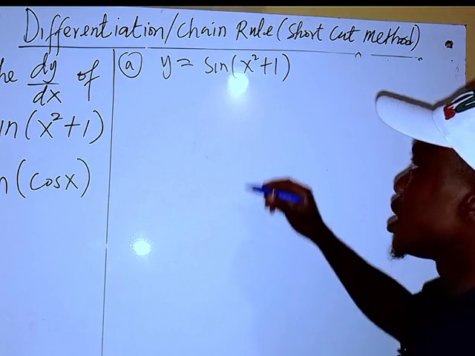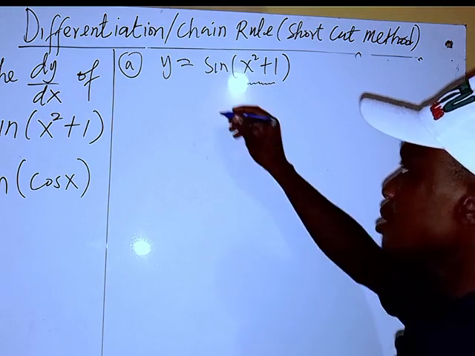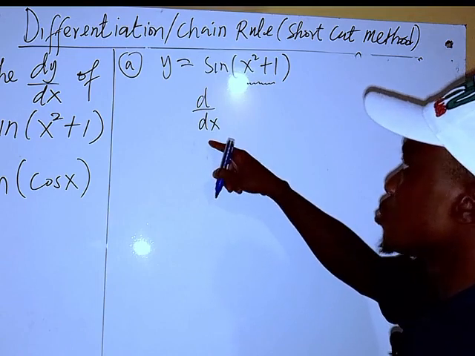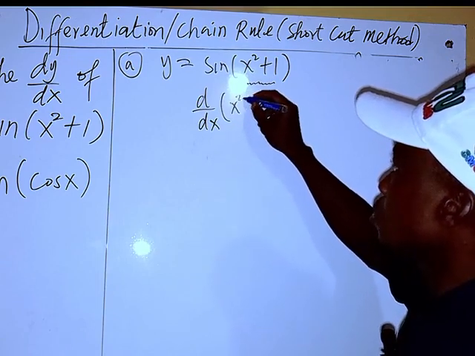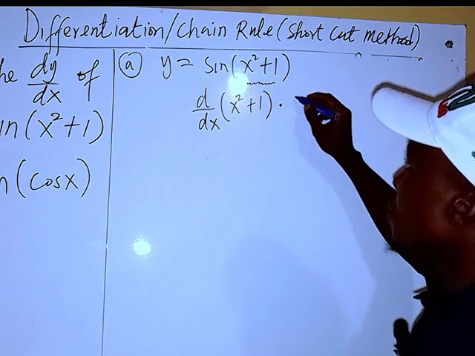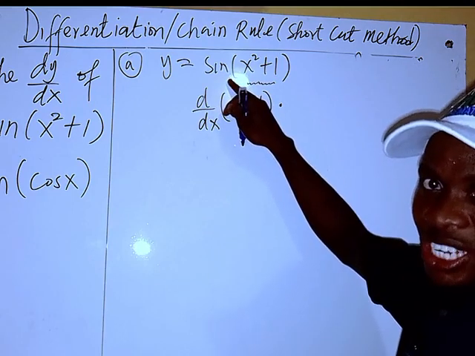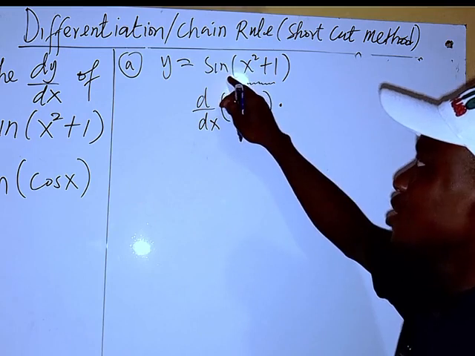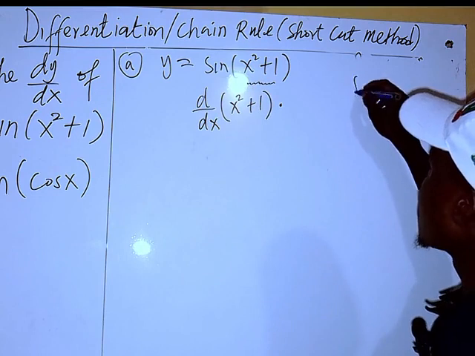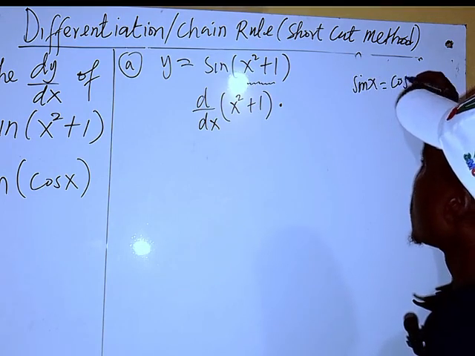What we are going to do is firstly get the derivative of the inside of the parentheses, that is d/dx of (x squared plus 1), then multiply by the derivative of the sine function. Do you understand now? For example, when you have sine x, the derivative is cos x.